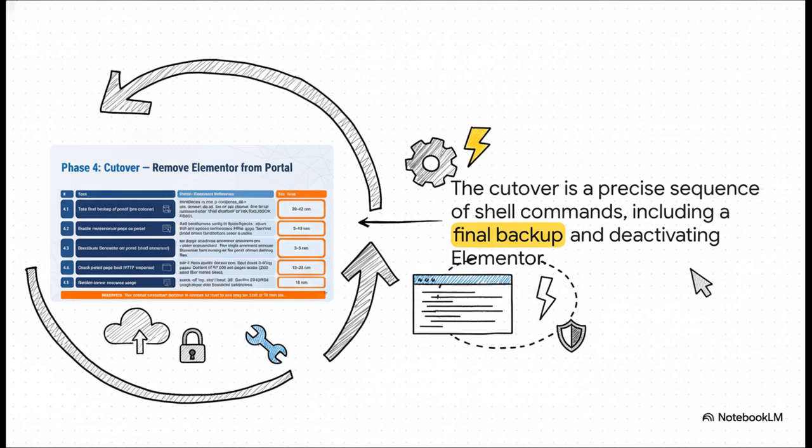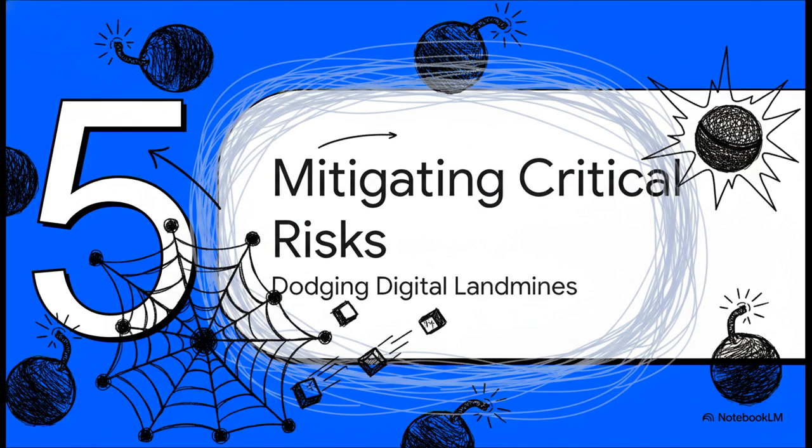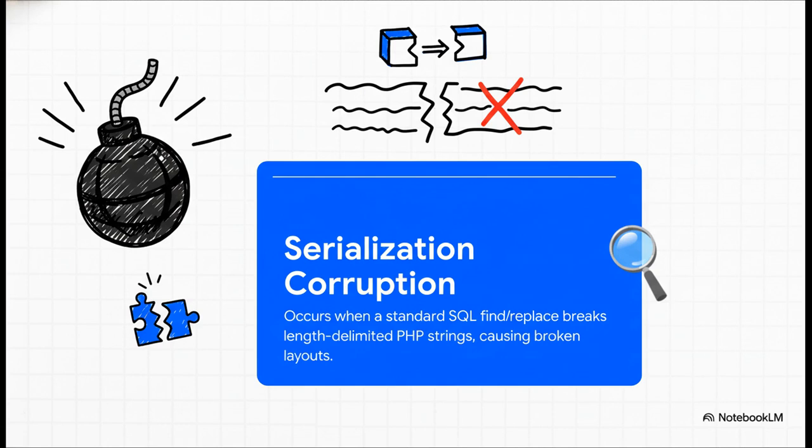It's genius. A professional process isn't just about what you do, it's also about what you avoid doing. A truly successful migration is about proactively identifying and neutralizing the most dangerous digital landmines that can just completely blow up your project. This right here is landmine number 1, and it is the absolute #1 killer of Elementor migrations.